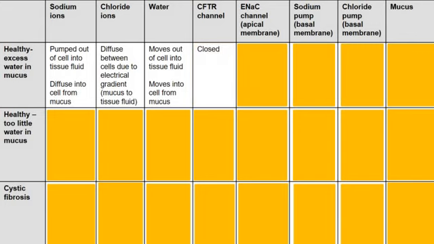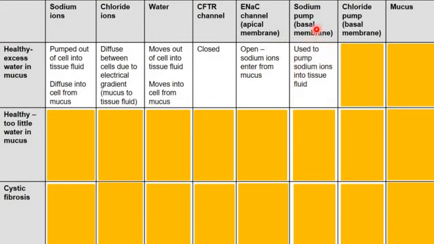Our CFTR channel protein is closed. We needed to move the sodium ions from the top to the bottom. We didn't need to move the chloride ions upwards by facilitated diffusion, so this channel is shut. The ENaC channel is going to be open because this is what's allowing those sodium ions to enter from the mucus. That's what's allowing them to diffuse into the cell from the apical membrane.